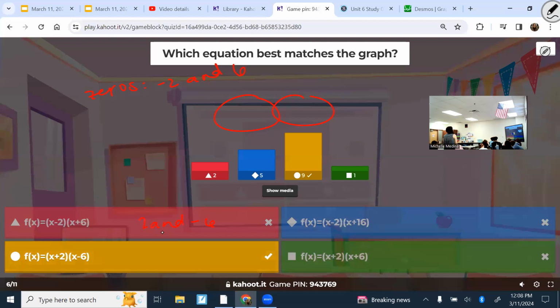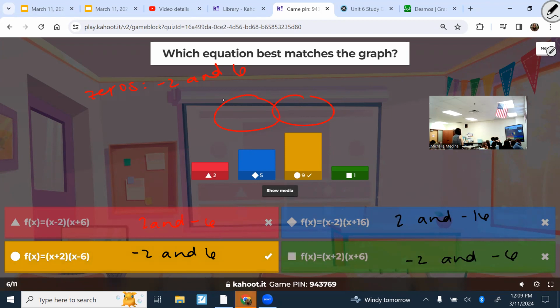But down here, the zeros are -2 and 6, and we've seen that it's always the opposite sign of those numbers that are there. This one, the zeros are 2 and -16. This one is -2 and -6. The only one that matches the given zeros is this one. So, questions on that one? Okay, so then next one.